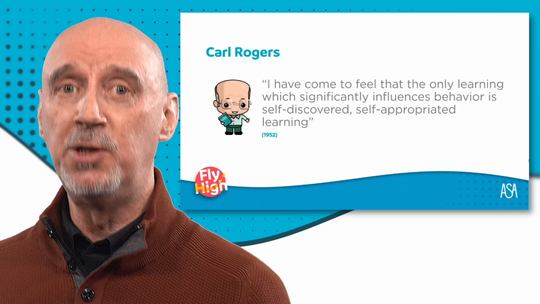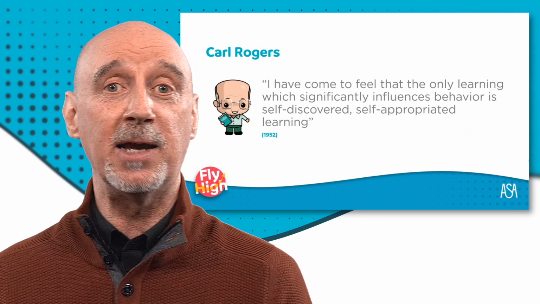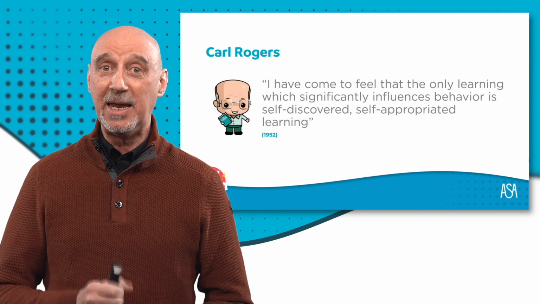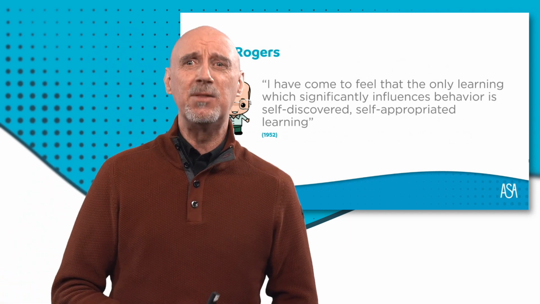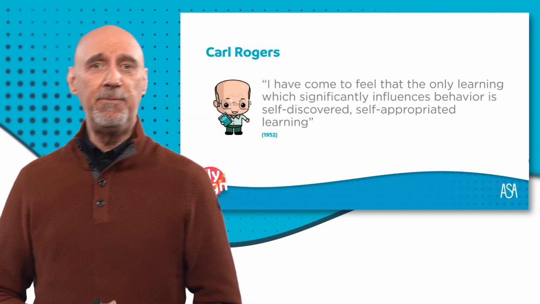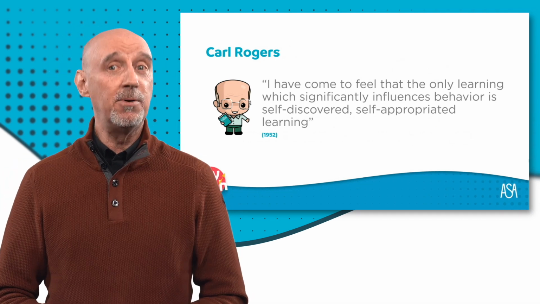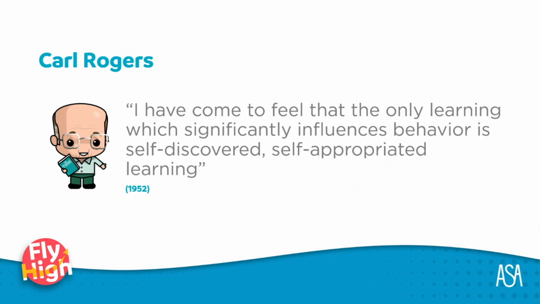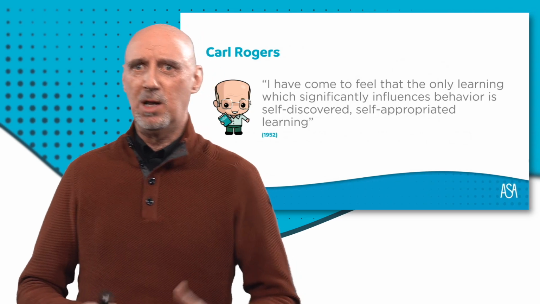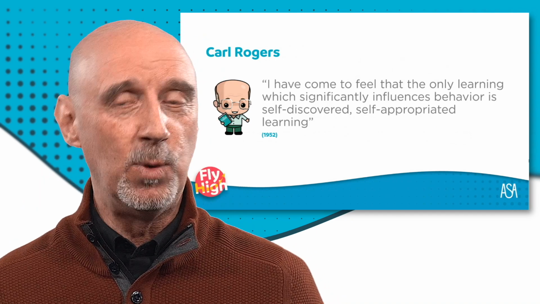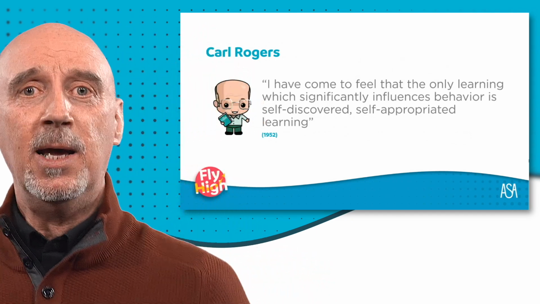It was Carl Rogers, one of my heroes, who in fact caused a big uproar in the teaching world when he said that he has come to feel that the only learning which significantly influences behaviour is self-discovered, self-appropriated learning. In other words, it's all from the students and not from the teacher. And of course teachers were a bit outraged by this and they're saying, well, we've been doing it wrong all these years. But not necessarily. We have to find a balance between the two.